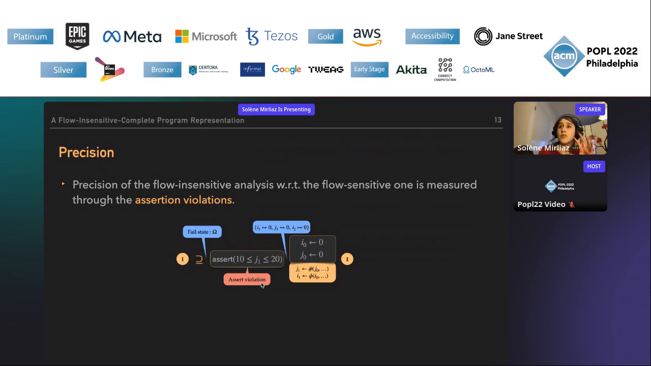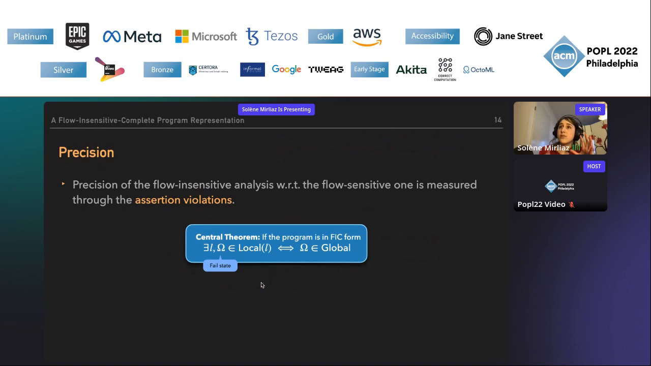So on the previous example, here I've got a fail state omega when I apply this sequence of block. And what I want is that for my central theorem, if my program respects some FIG properties, then I will find fail state in my flow-sensitive analysis if and only if I also find fail state in my flow-insensitive analysis. Now, at this point, we really are talking only about collecting semantics and no abstraction is involved.